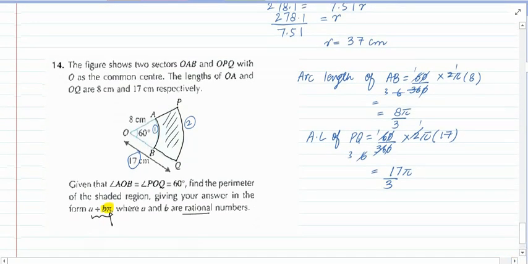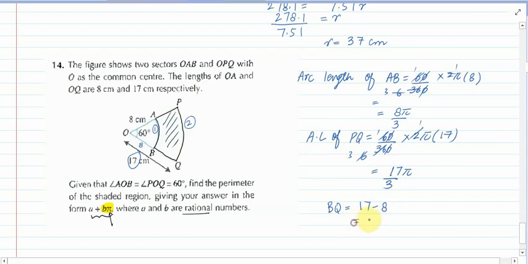Now we need to find the length of A to P or B to Q. Now you can see that from O to the point Q the length is 17, and from O to the point B this length is 8. So basically the length of BQ is 17 minus 8, right? So 17 minus 8 is 9.